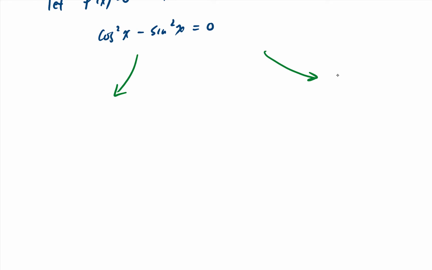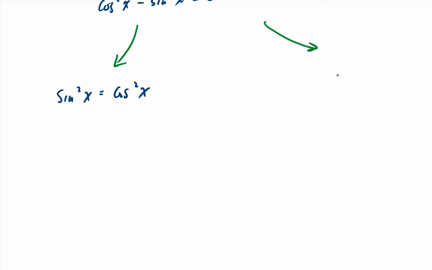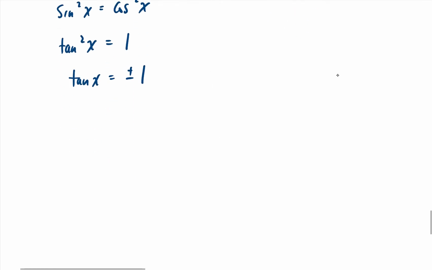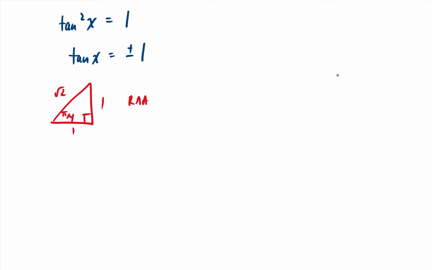Method 1, I'm not going to use an identity. What I'm going to do is isolate for sine squared x, and that's equal to cos squared x. Then I'm going to divide both sides by cos squared, and sine squared over cos squared is tan squared, and cos squared over cos squared is 1. So now I want to solve for where tan x is equal to plus or minus 1. And this is one of our special triangles again. This is our pi over 4 triangle, opposite over adjacent, 1 over 1. So that tells us we have a related acute angle, tan inverse of 1, is equal to pi over 4.